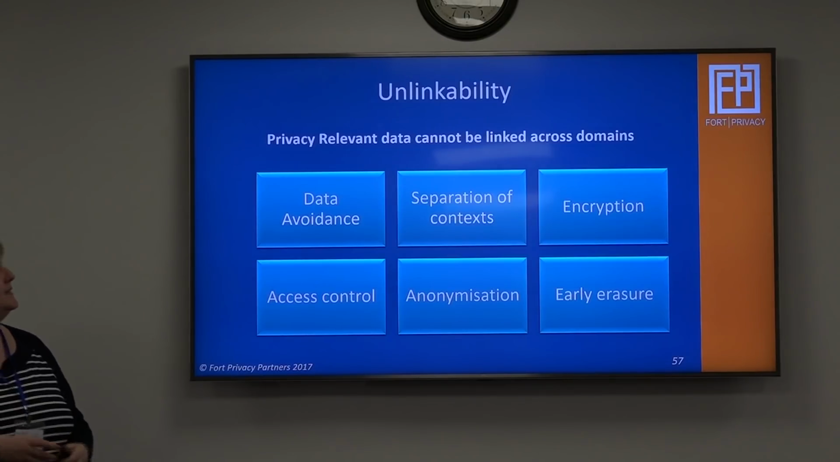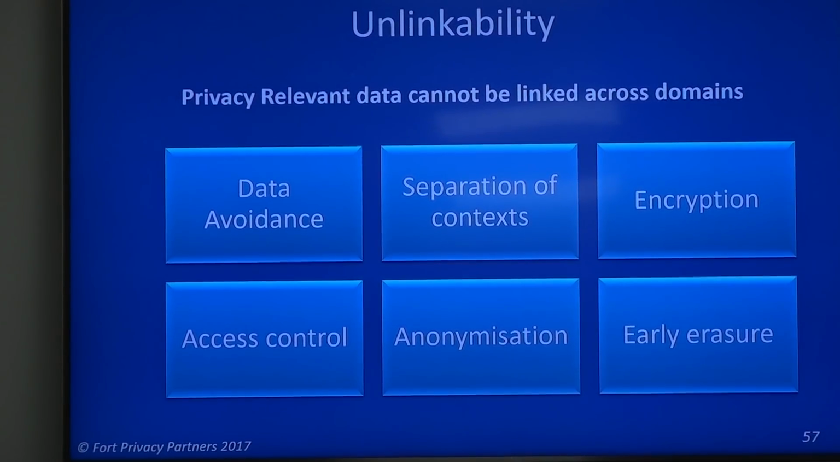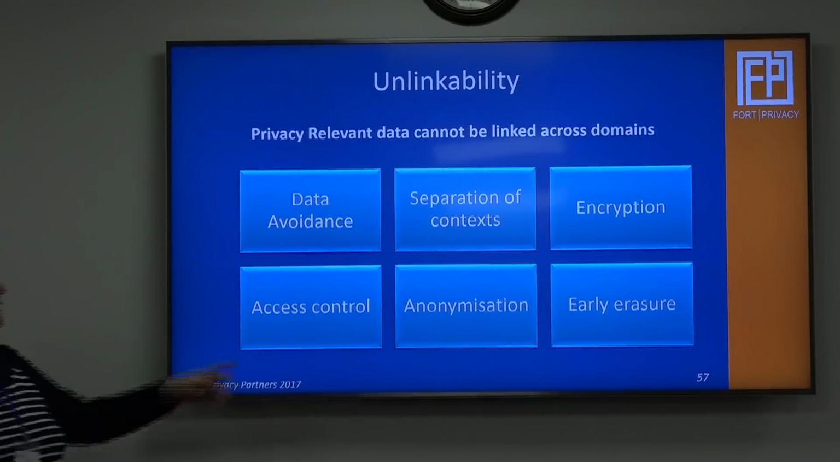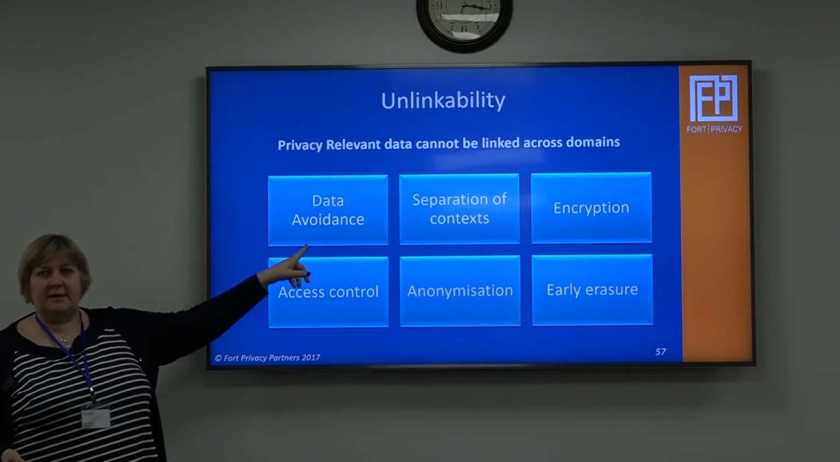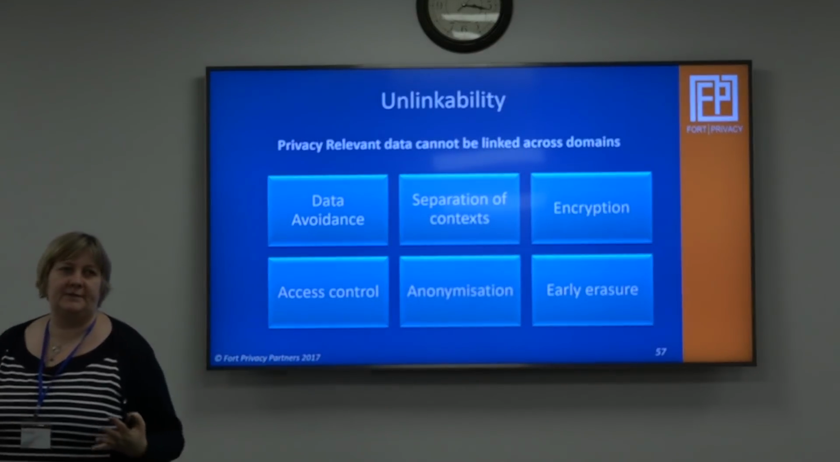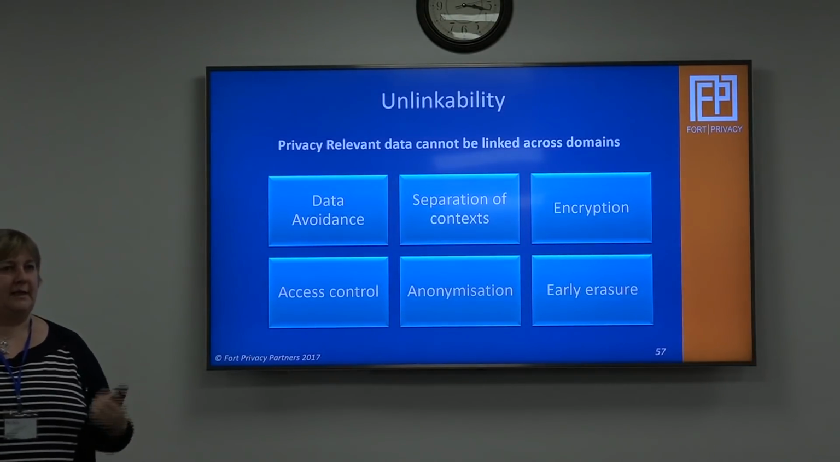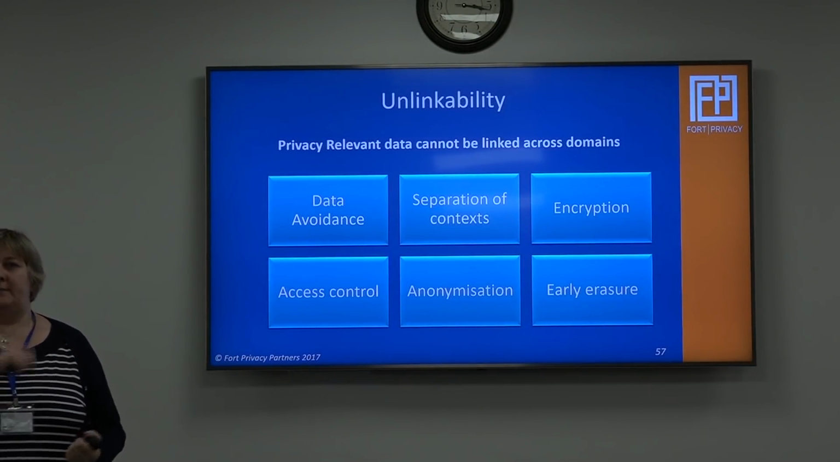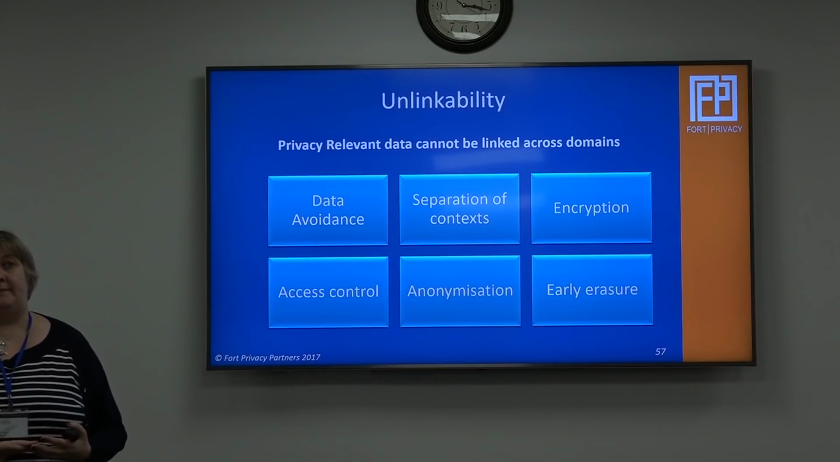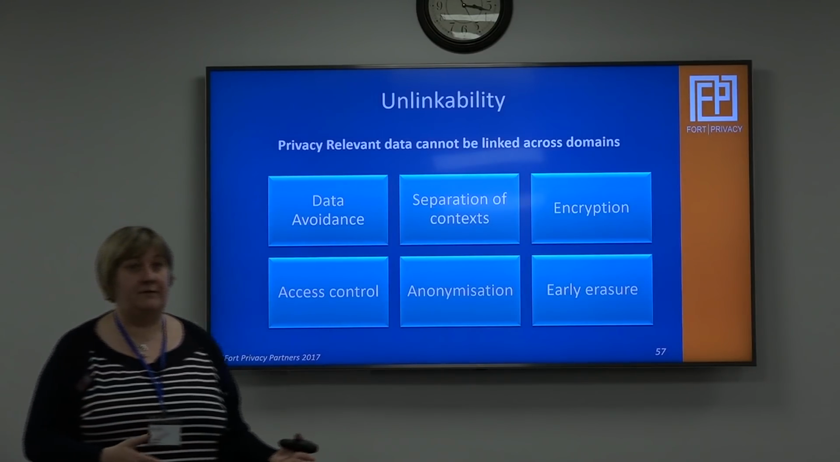Unlinkability means that privacy-relevant data cannot be linked across domains. It's all about keeping data separate. If it's for different purposes, keep it separate, so you avoid collecting data in certain circumstances. Separation of context, the example I like to use because it's an obvious one: you go into hospital and you're being checked in, and the admin person comes down and wants to know your name and address, and your next of kin, and how you're going to pay. That's the most important piece of information, how you're going to pay. Have you private health insurance?